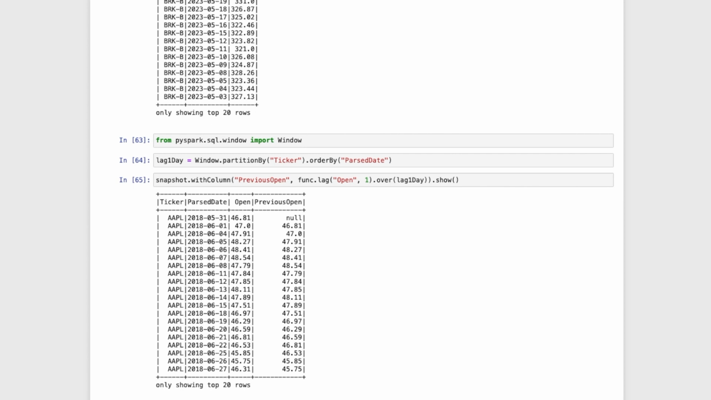So let's go ahead and say moving average is the window function that I'm going to write, and to do that, we're just going to say Window.partitionBy. And again, we are going to partition by ticker, right? Because we want to calculate the moving average for a particular stock. So we're going to group, or partition, by ticker.